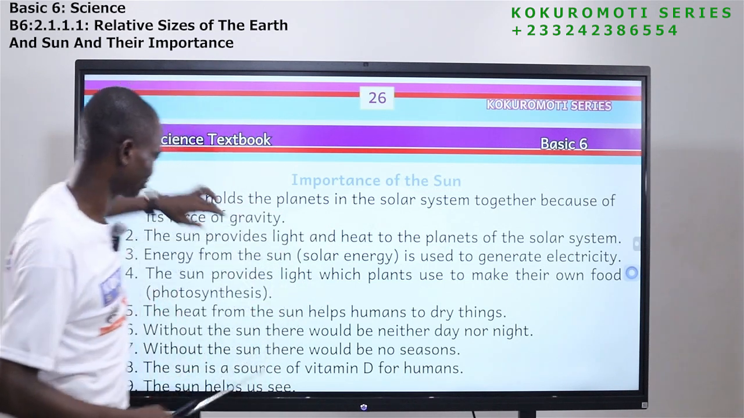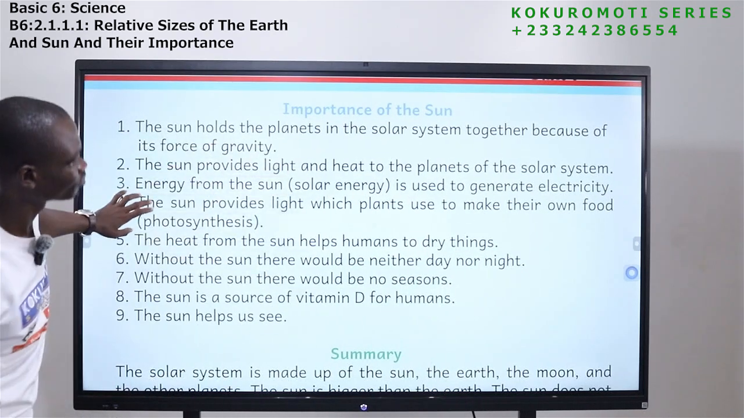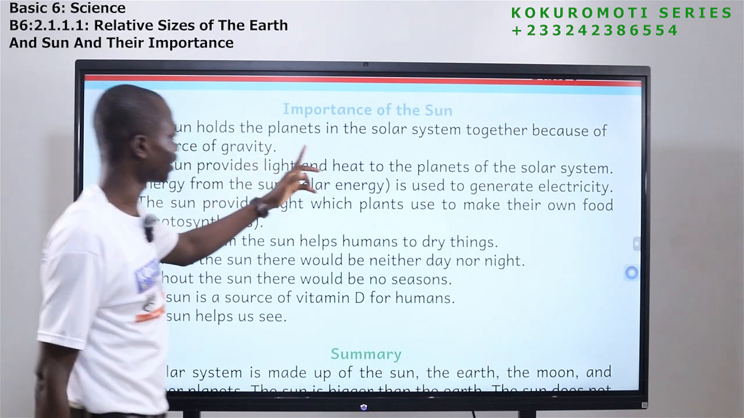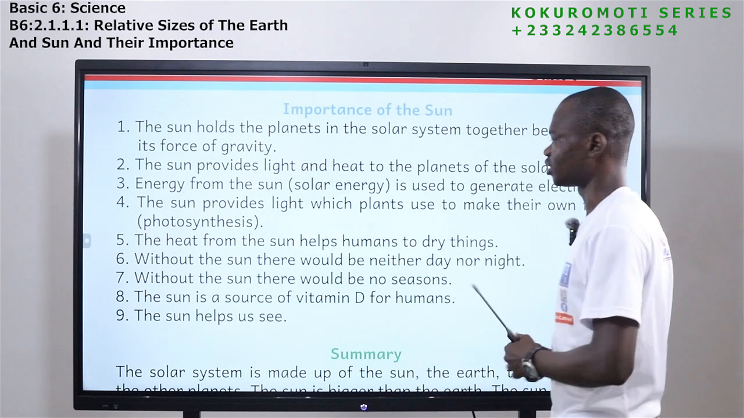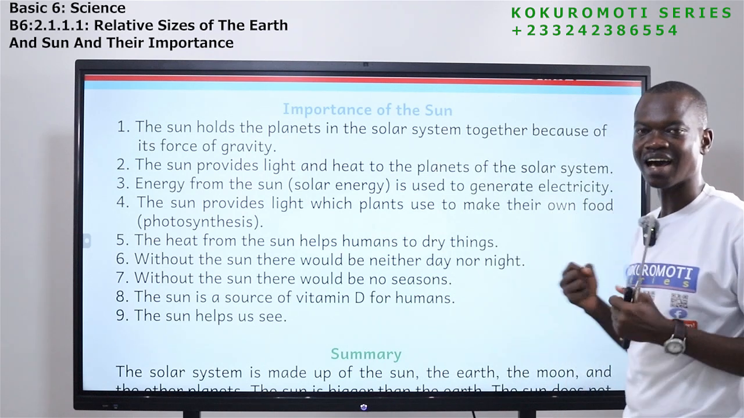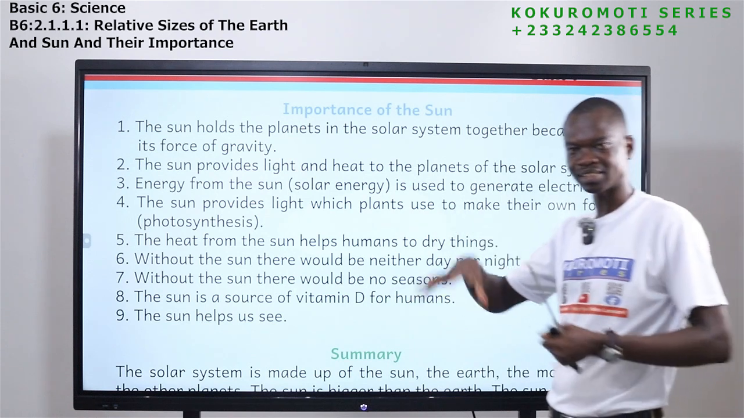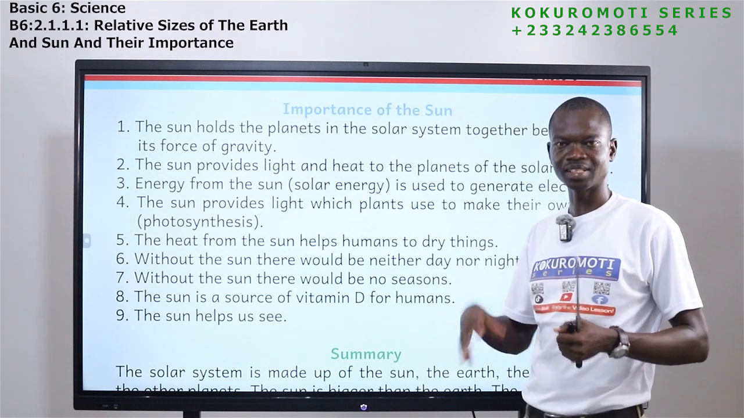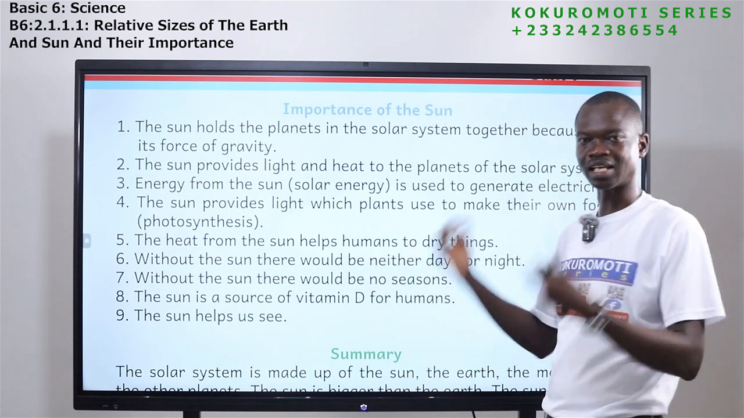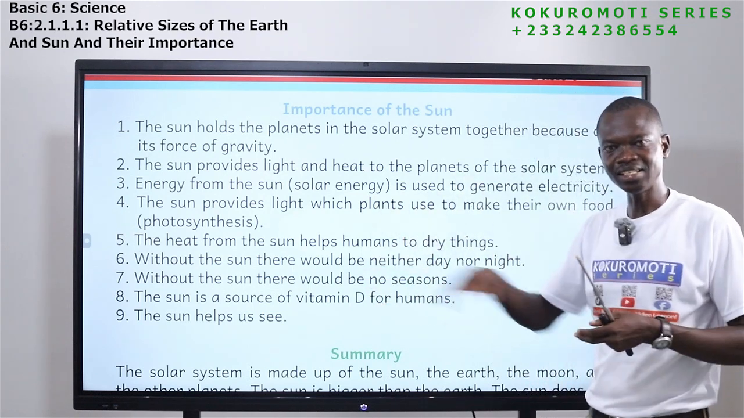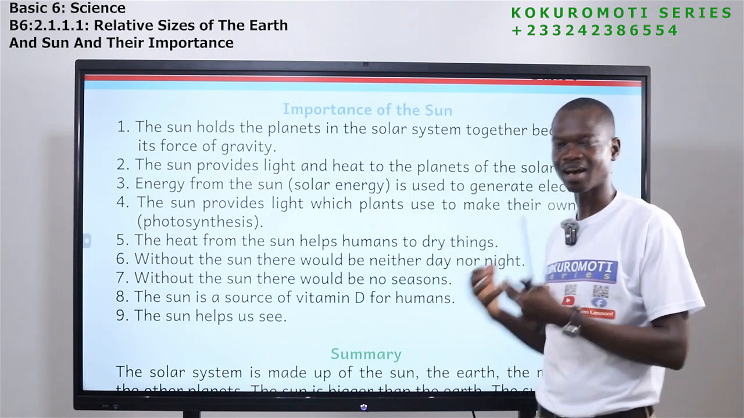Now let's look at them. So, importance of the sun. The sun holds the planets in the solar system together because of its force of gravity. So the sun has force, and that force is called the force of gravity. It holds all the planets in their orbits. That is why the planets don't collide. They don't clash. They are always in their orbits because of the force of gravity that the sun has.